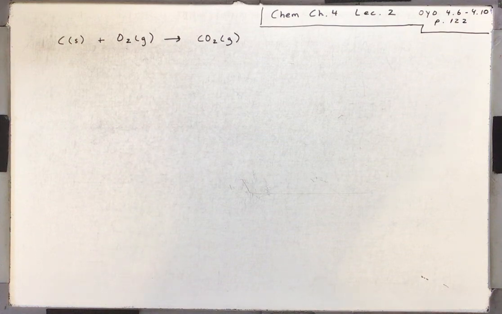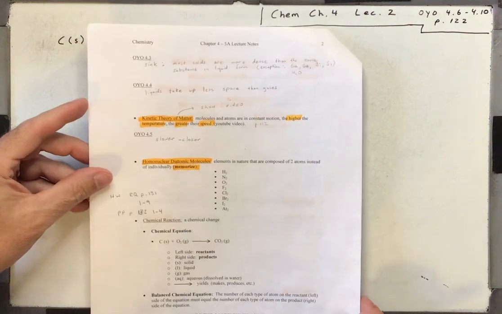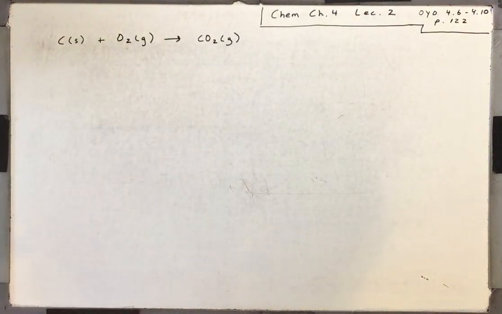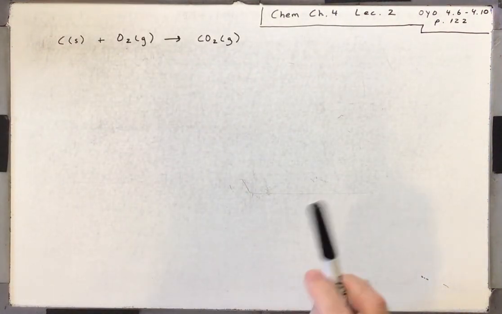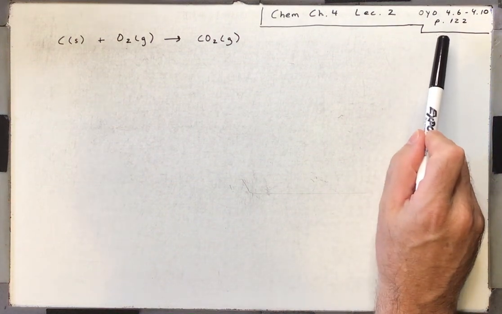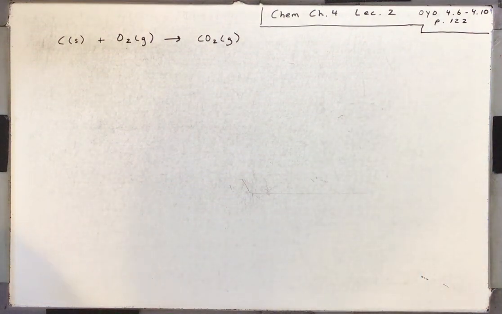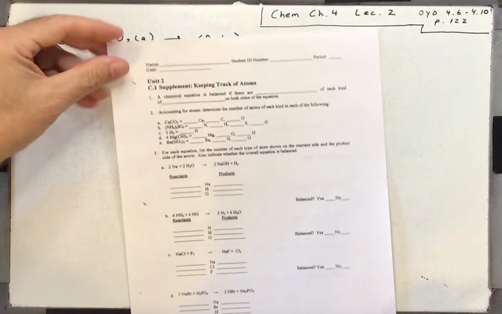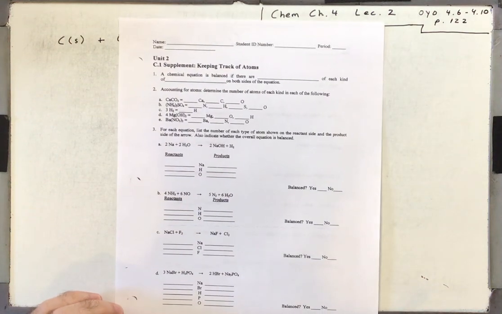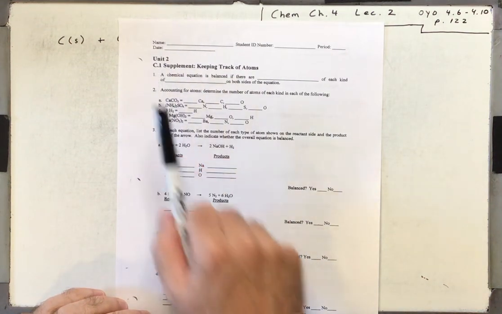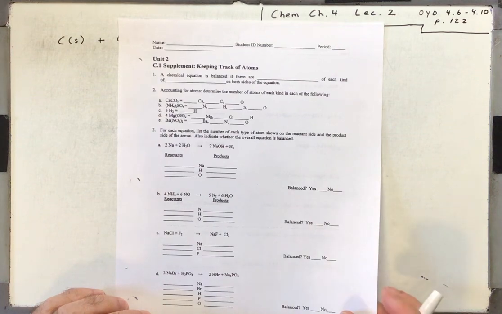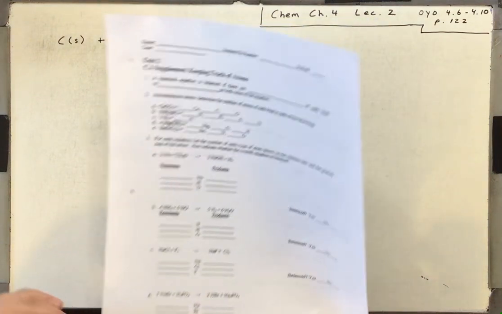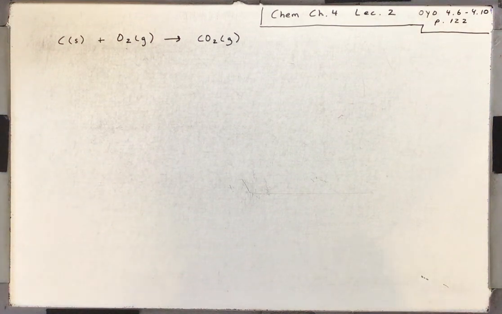So in this lecture, you're going to need your note sheet. We're going to be at the bottom of page 2 on your notes to start out. You're going to need your book and turn to page 122. And you're also going to need, part of your homework is this balancing worksheet, Worksheet C.1, and I'm going to work a problem on that for you to make sure you understand the assignment.